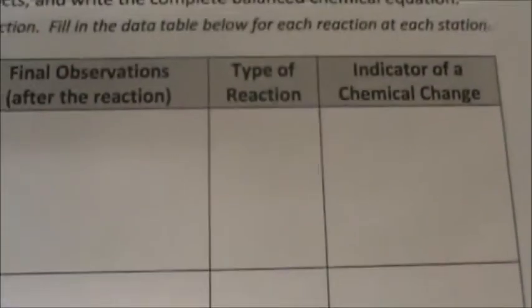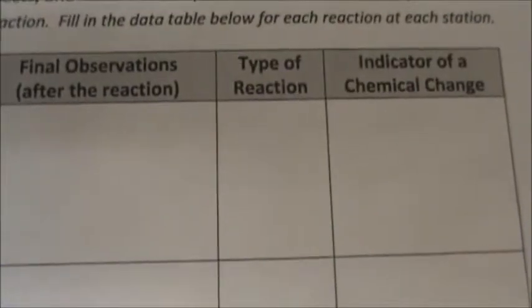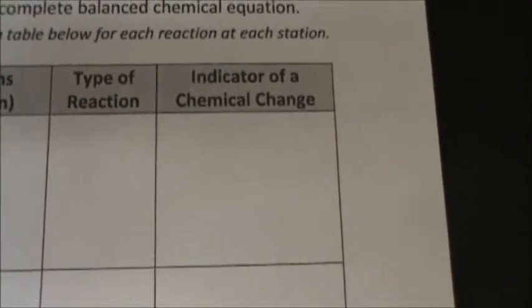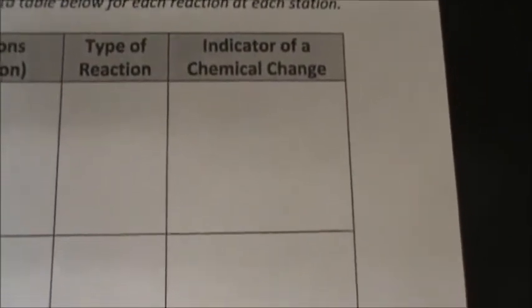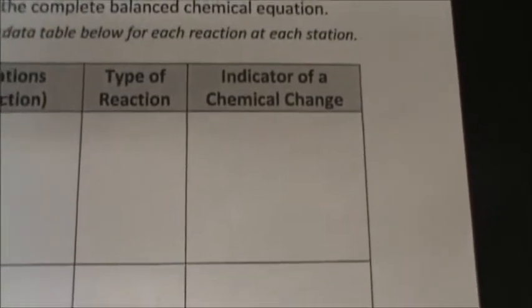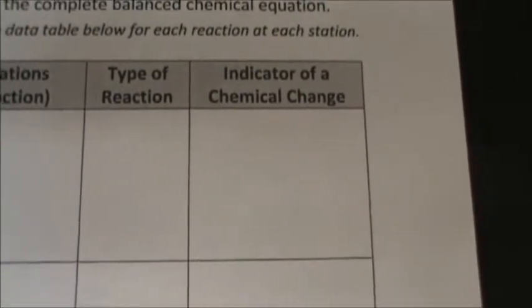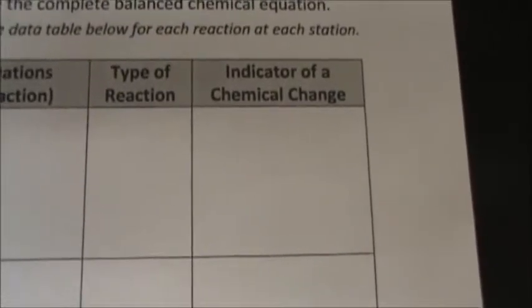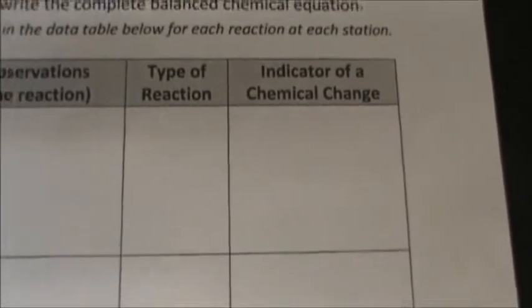You tell me what type of reaction from the 5 that we've learned, and then you also tell me what indicator of a chemical change there is. You need to look back at your pre-lab questions and see which of the 4 is going on during this reaction that will indicate to me that a chemical reaction is occurring.